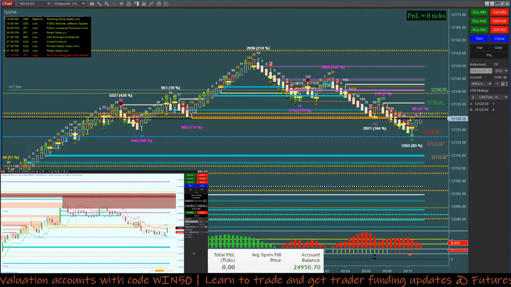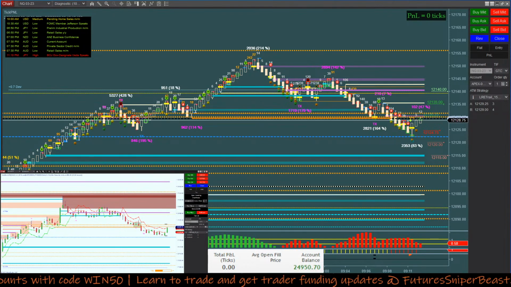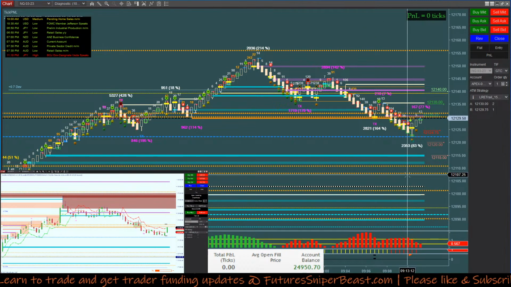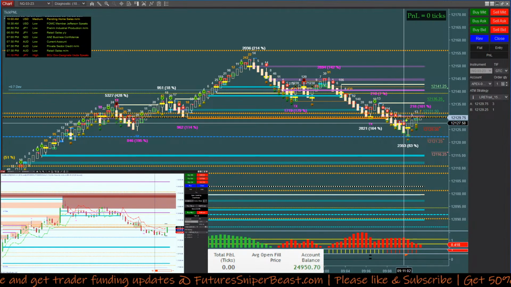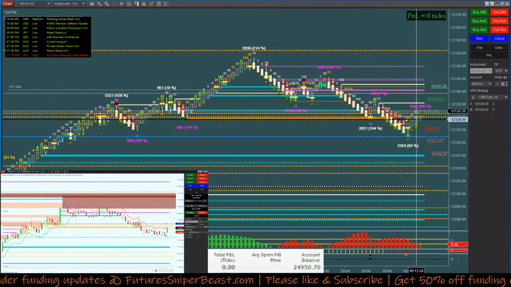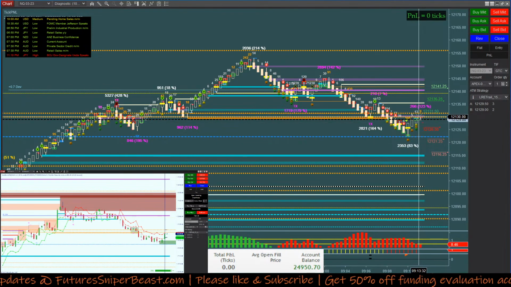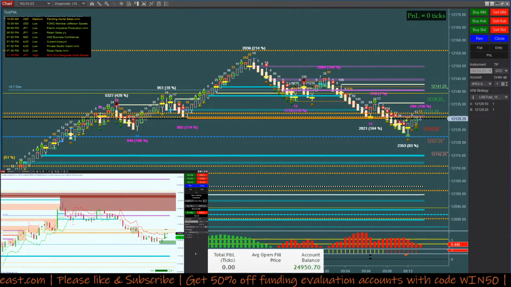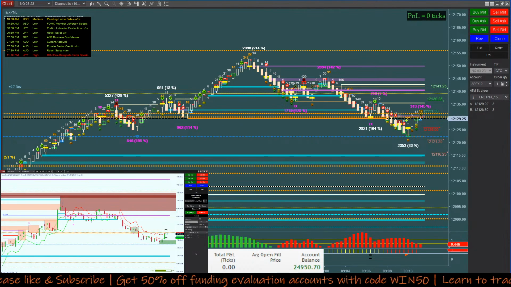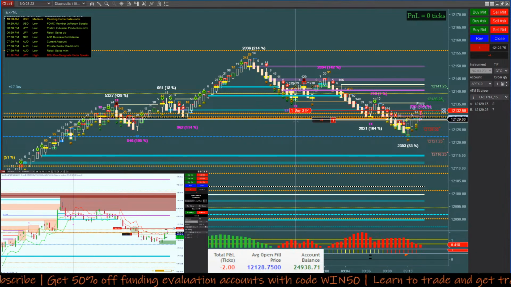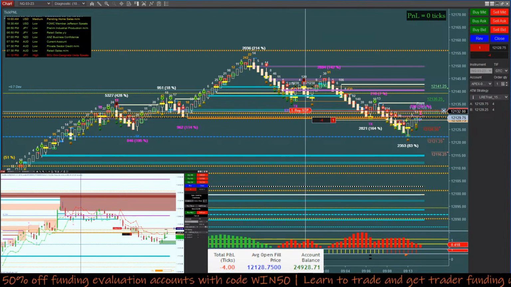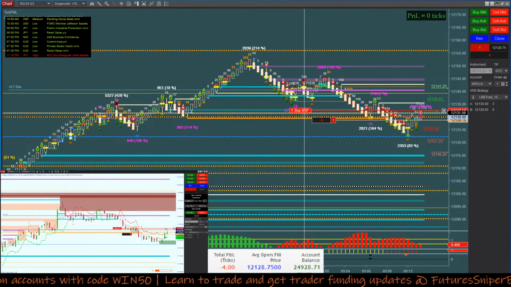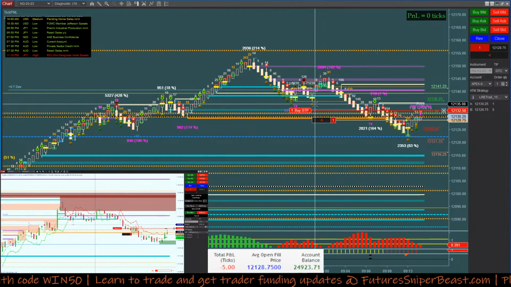Rejection on NQ. See what happens on this little pullback here. Potential TX on YM up here. Nah, we got these triple clusters now that we'd have to come back through. Maybe if this goes to ODD, I mean, it is ODD right now. I know we have these triple clusters, but we have a lot of HD right now.